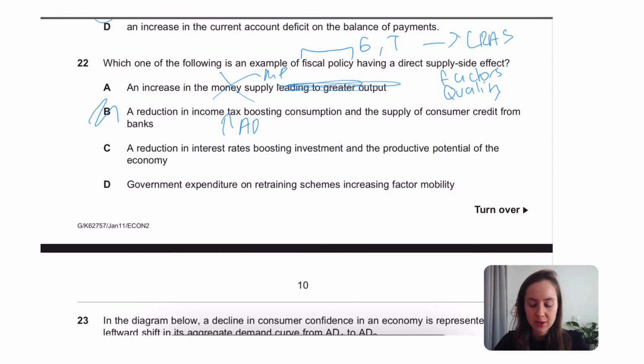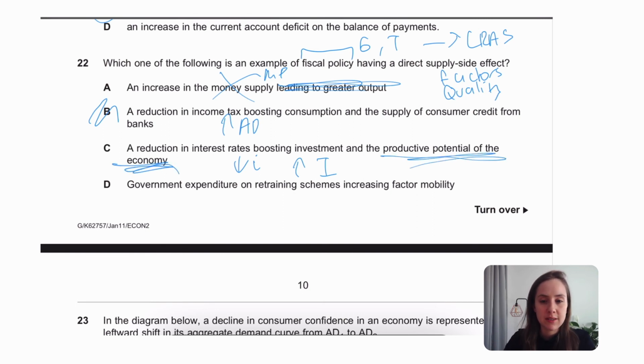A reduction in interest rates, boosting investment. You reduce interest rates, more investment. Okay, and the investment improves the productive potential, right? Because you've got more capital and more technologies and stuff. This is the answer. But aside from one thing, I nearly got caught out. Interest rates is a monetary policy. That's not a fiscal policy.